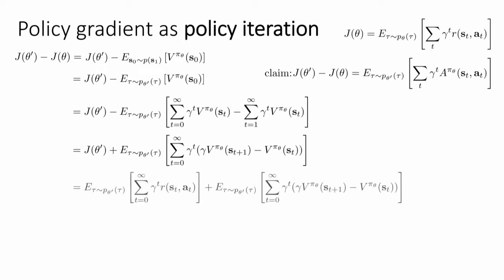Now I'm going to make one more substitution. I'm going to take the J theta prime, which I haven't touched before, and directly substitute in the definition of the reinforcement learning objective. So I'm just going to directly substitute in the sum of rewards.